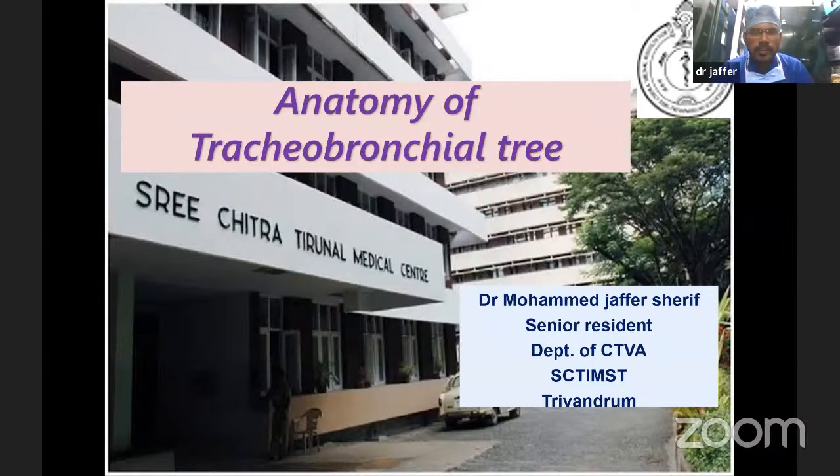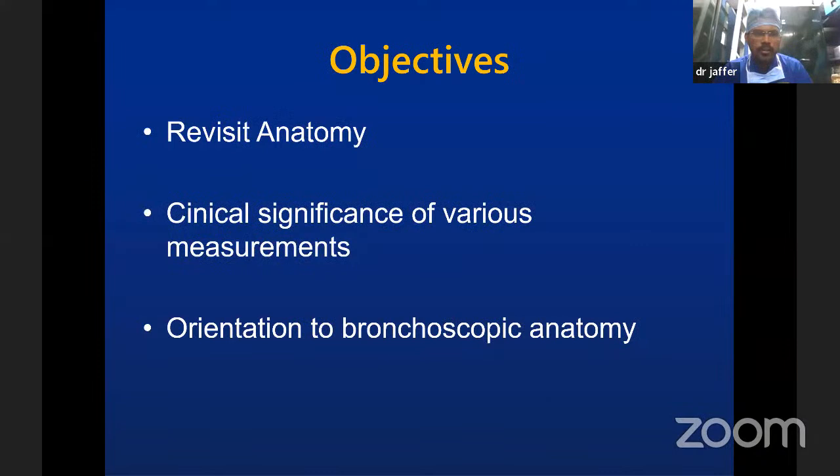So I will be quickly discussing in the next 15 minutes the anatomy of the tracheobronchial tree. We will revisit the basic anatomy, which we already know. Then I will tell some of the clinical significance of various measurements that are there. And finally, we'll orient to the bronchoscopic anatomy. So that is the aim of this class.